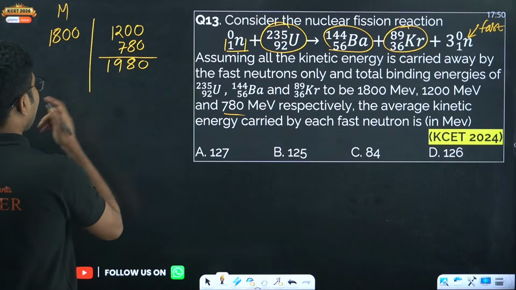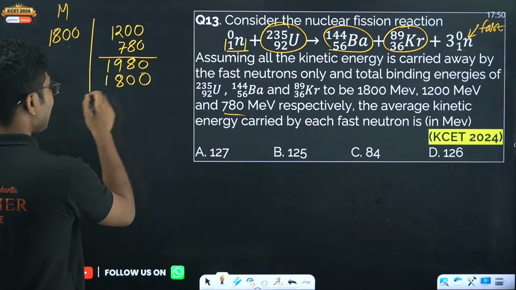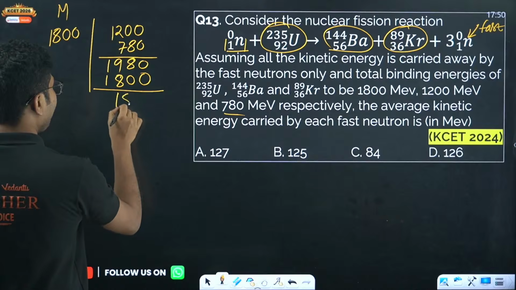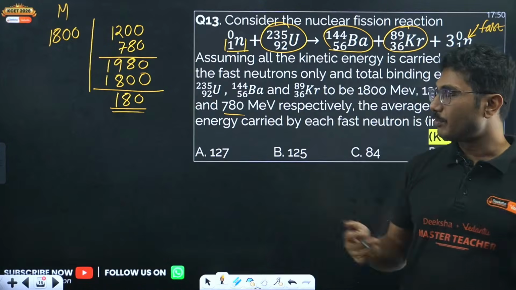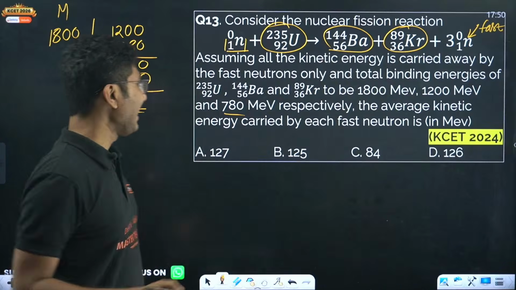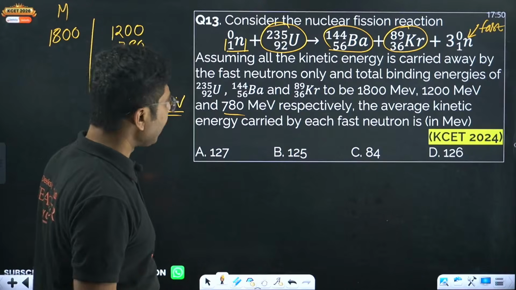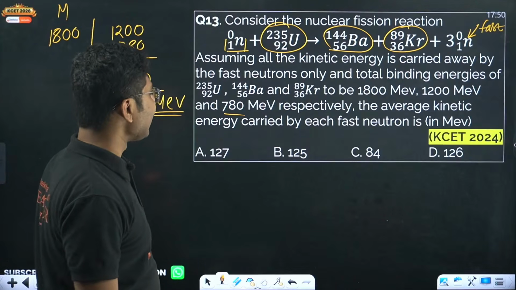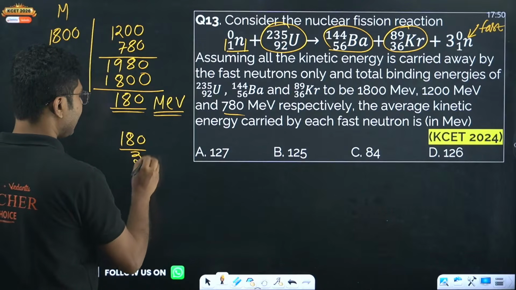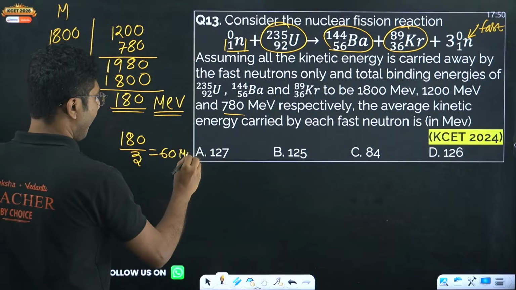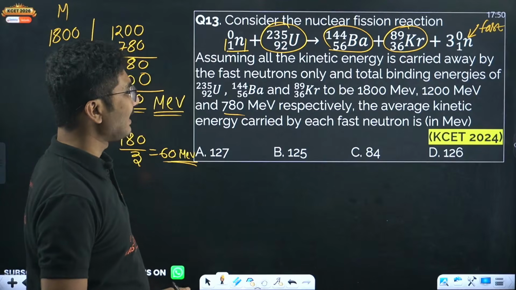Now what is the binding energy of the mother nucleus? Binding energy of the mother nucleus is 1800. So the energy that is being produced in this process is 180 MeV. Now the average kinetic energy carried by each fast neutron will be 180 divided by 3, that is 60 MeV.